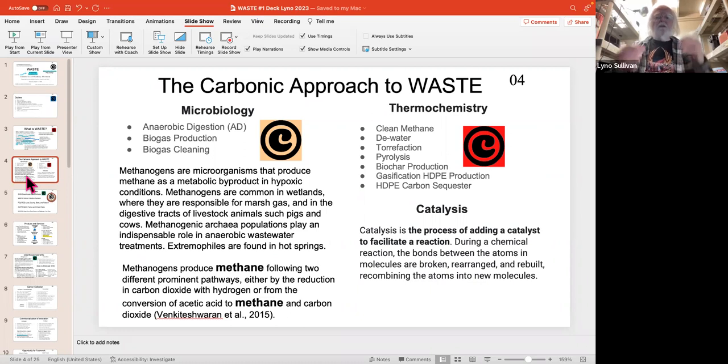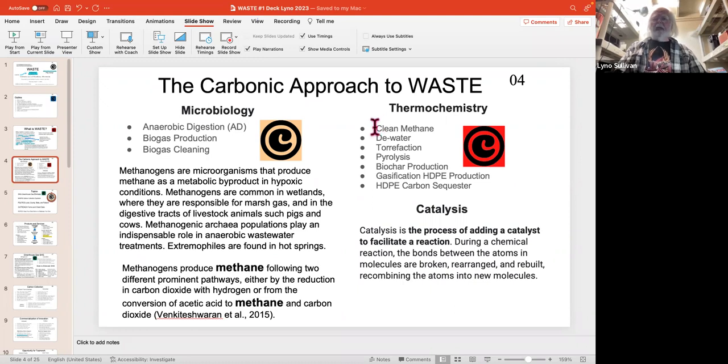So methanogens, I can let you read that. There's one that operates around the vents in Yellowstone Park, for example, that can go above boiling. Extremophiles is an interesting name. There are two different pathways to producing methane, and methane is the backbone of everything we're doing. That's the underlying chemistry, and we'll see it all the way to the end of the various processes.